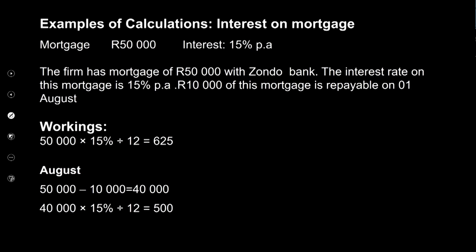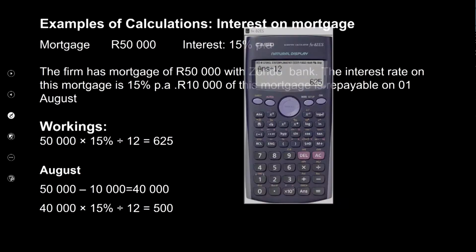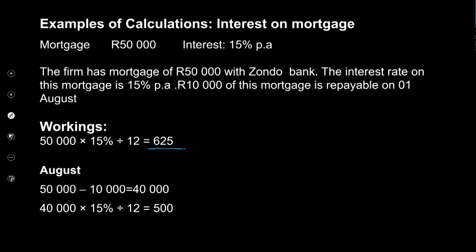Step number 1, 50,000 Rand, which is your mortgage bond, which is your loan, times the 15% will give you, let's do that, 50,000 times my 15% will give me my figure of 7,500, divided by 12 will give me a figure of 625. Okay, so that is your 625.